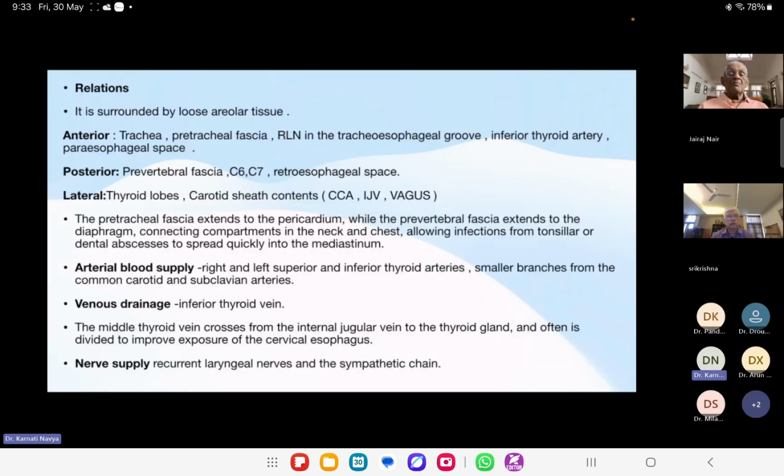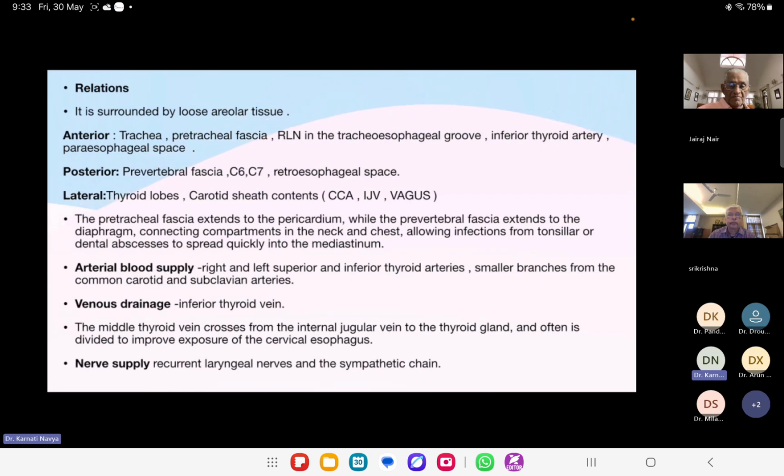Tracheal fascia, and the recurrent laryngeal nerve in the tracheoesophageal groove, and by the inferior thyroid artery. Whereas posteriorly by the C6, C7 vertebra, prevertebral fascia, and creating a retroesophageal space. Whereas laterally by the thyroid lobes and the carotid sheath contents, which is the common carotid artery, internal jugular vein, and the vagus. The pretracheal fascia extends to the pericardium, while the prevertebral fascia extends to the diaphragm.